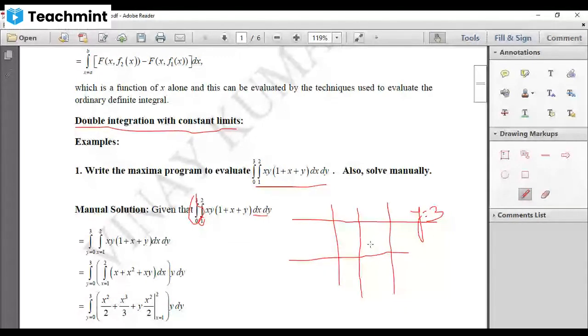Now, what are the points that come within this region? So within y equal to 0 and y equal to 3, all these points will come. Within x equal to 1 and x equal to 2, all these points will come. But the intersection of these is this, right?